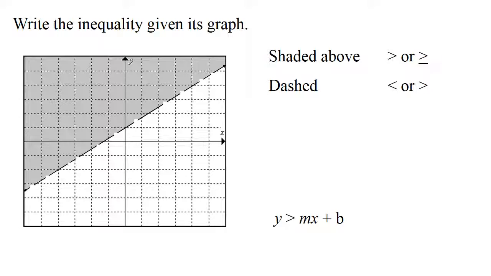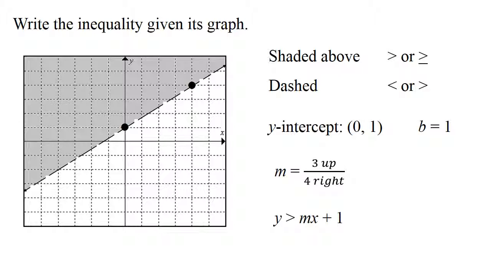If I look at my graph now, I see there is a y-intercept at 0, 1, which means my b value is 1. So if I substitute that into my statement, I get y is greater than mx plus 1. Now I need to figure out what the slope is, so I need a second point. Let's say I choose this point. To go from my y-intercept to that point, I need to go 3 up and 4 to the right. That means my slope is a positive 3/4. So if I substitute that in for m, I get y is greater than 3/4 x plus 1, and there's my final expression.